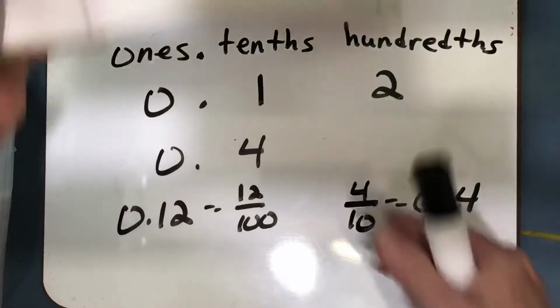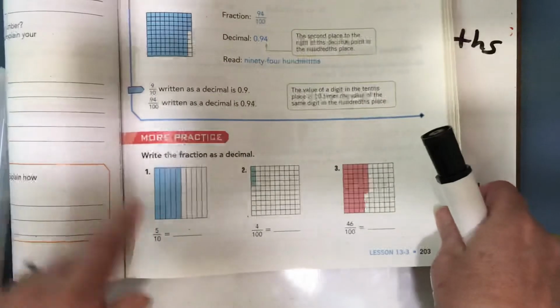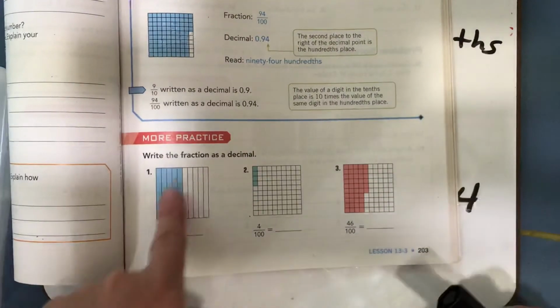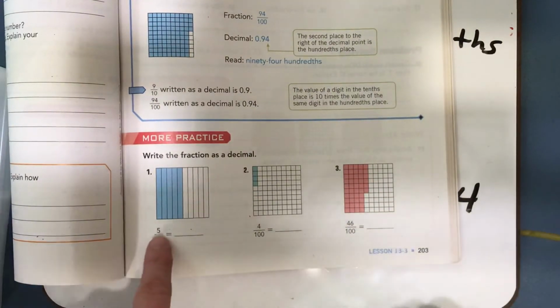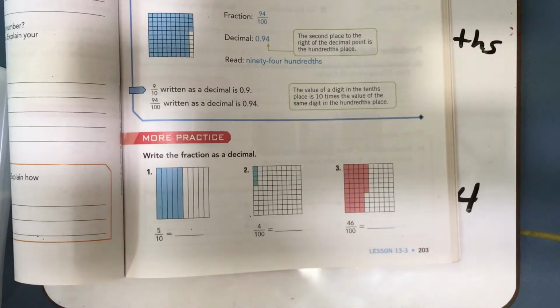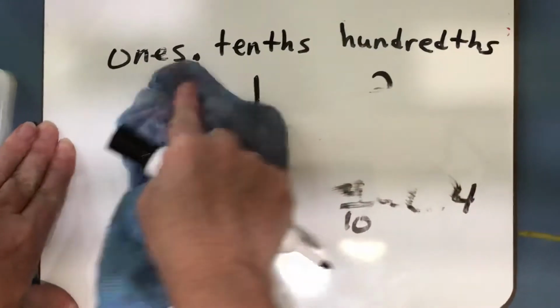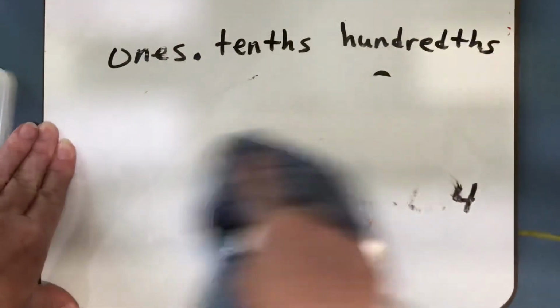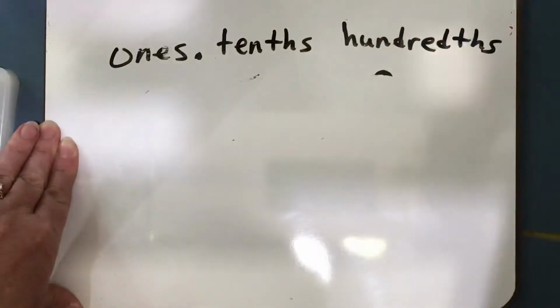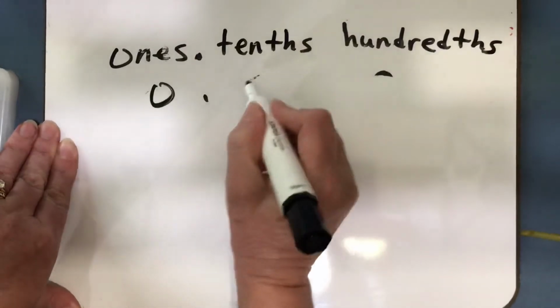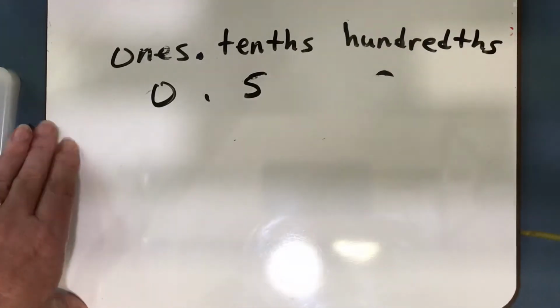So let's look in your book on 203. It asks you to write the fraction as a decimal. So 5 tenths is the fraction. Well, to write a decimal that says 5 tenths, you have to put a 0 in the ones place and then a 5 in the tenths place. You don't have any hundredths, so it would be written just like that, 5 tenths.